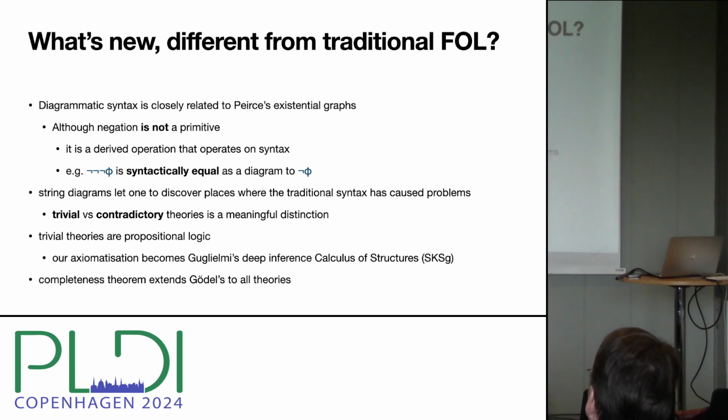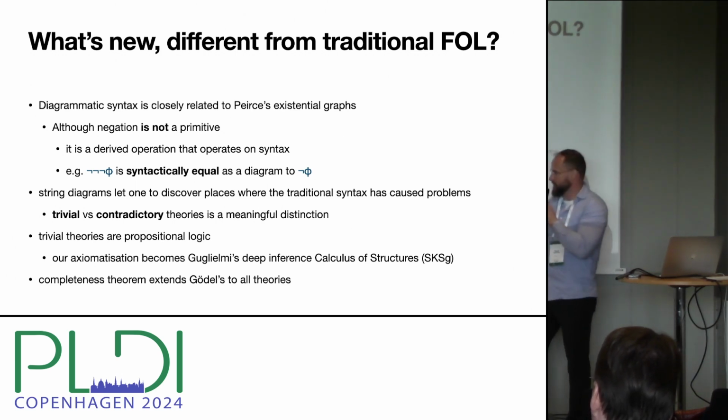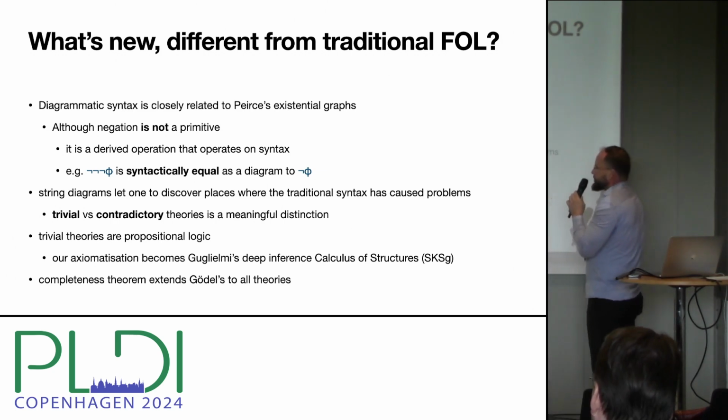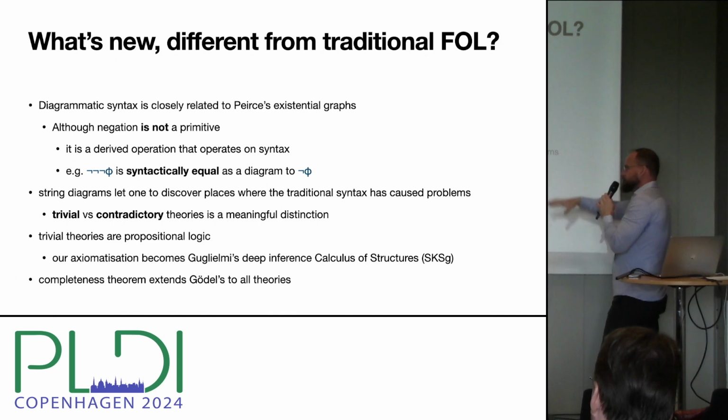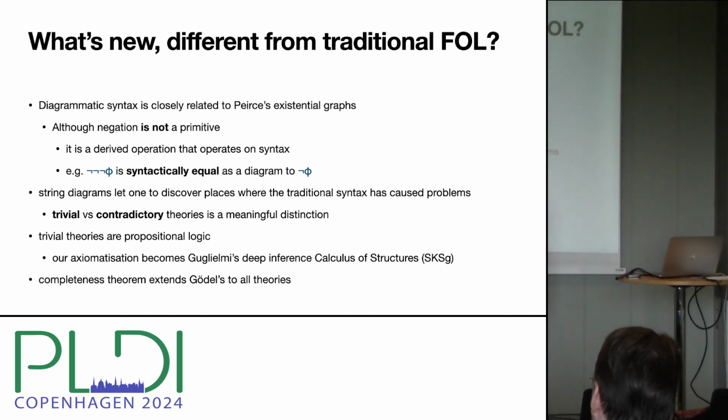The interesting thing is negation is not a primitive. Negation is not part of this language. You can derive it as an operation that takes syntax and gives you syntax, and it's essentially a color swap: black goes to white, white goes to black. So, for instance, neg neg phi is syntactically equal as a diagram to phi, because this is just an operation on syntax. And we proved a completeness theorem in the style of Henkin.